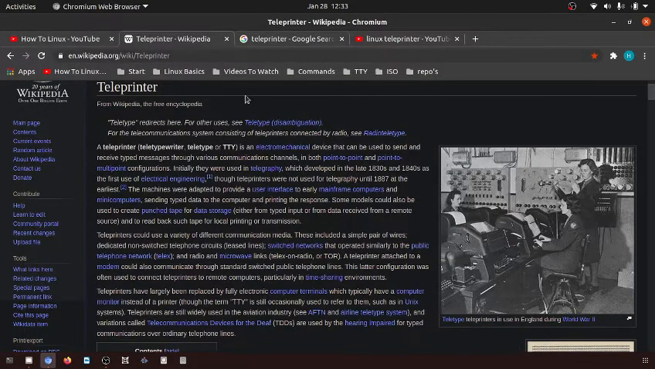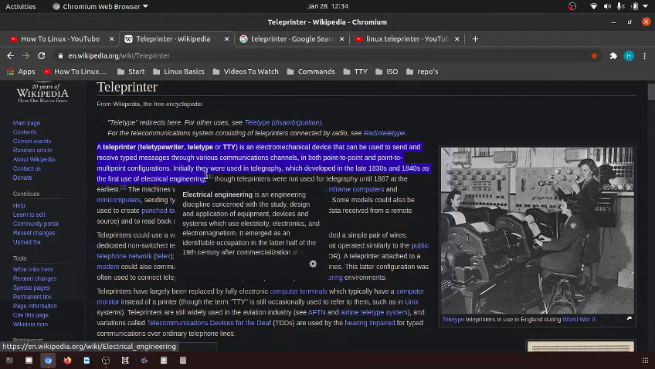In this video, I'm going to be explaining what a teleprinter is, or I'm going to be trying to explain. A teleprinter, teletypewriter, teletype, or TTY, is an electromechanical device that can be used to send and receive messages through various communication channels in both point-to-point and point-to-multipoint configurations. Initially, they were used in telegraphy, which developed in the late 1830s and 1840s as the first use of electrical engineering.